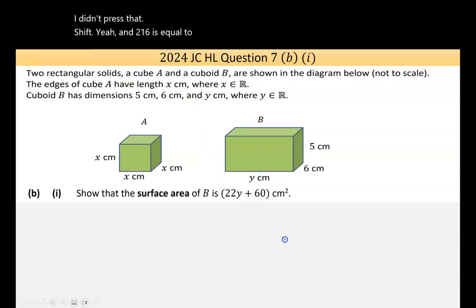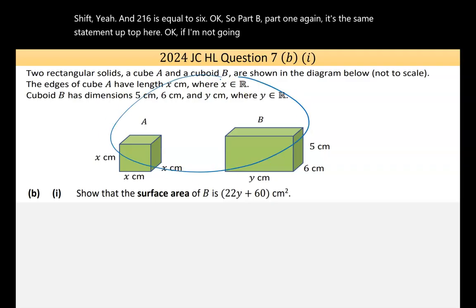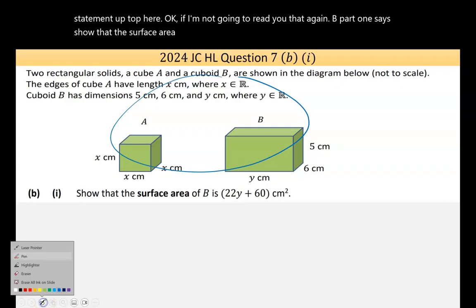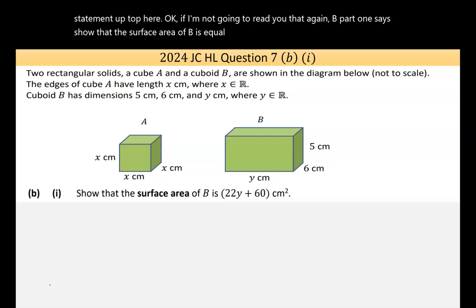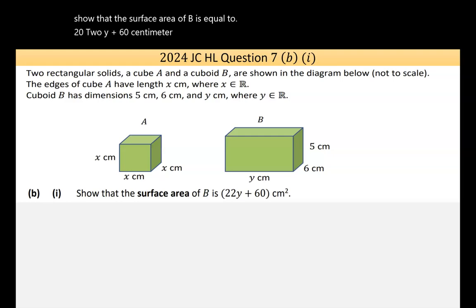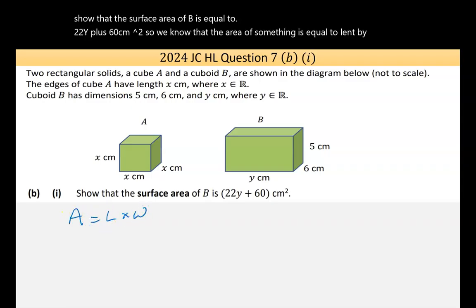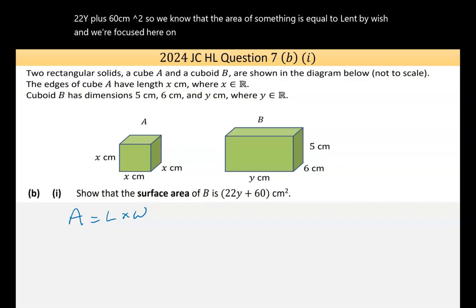Okay, so part B, part 1, again, it's the same statement up top here, so I'm not going to read through that again. B part 1 says, show that the surface area of B is equal to 22y plus 60 centimeters squared. So we know that the area of something is equal to length by width. Now we're focused here on B, and we're looking at all of B.